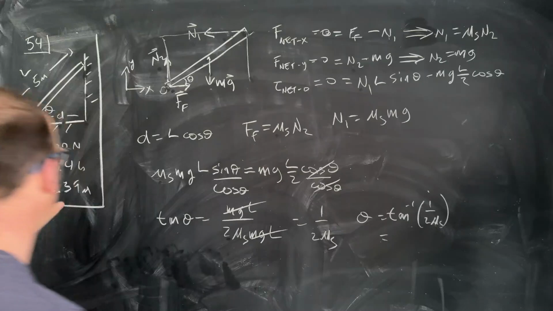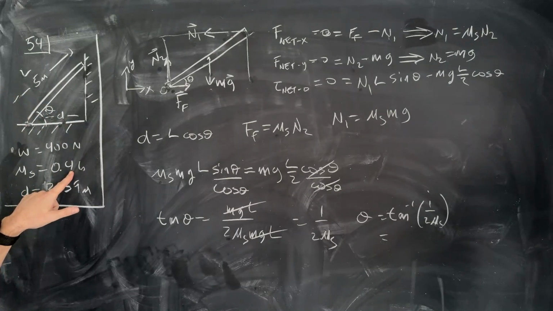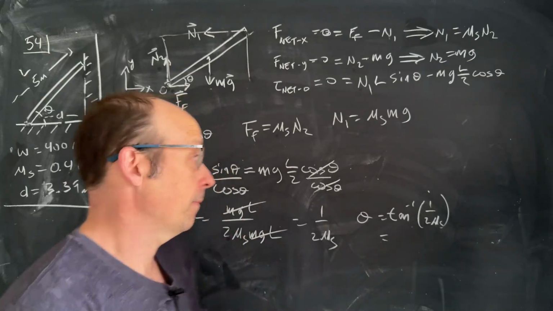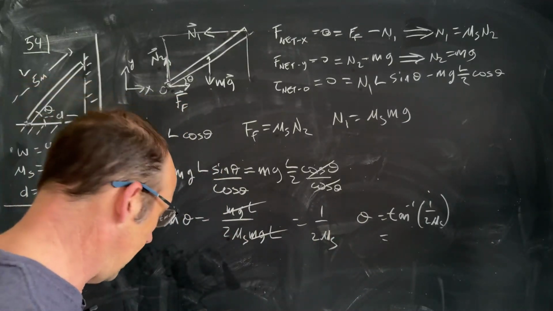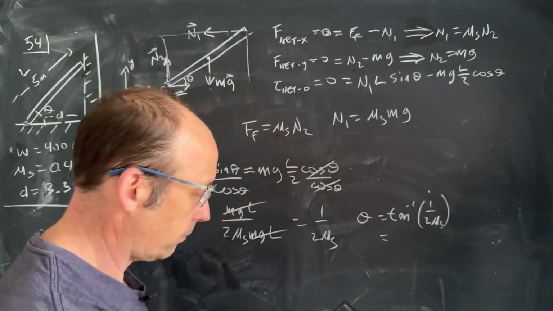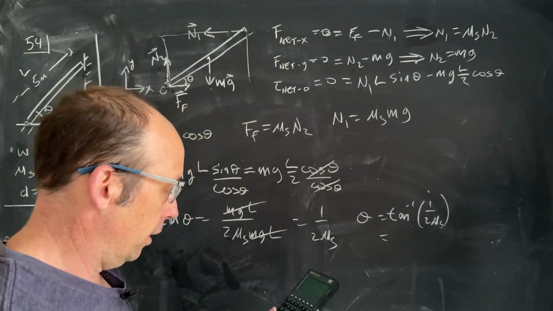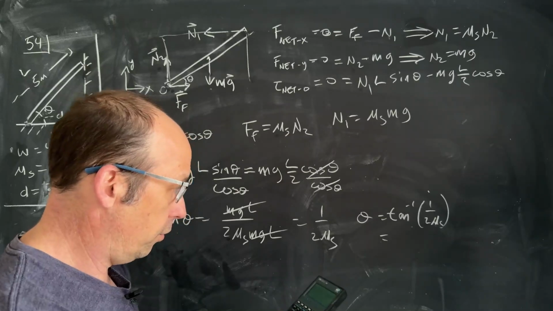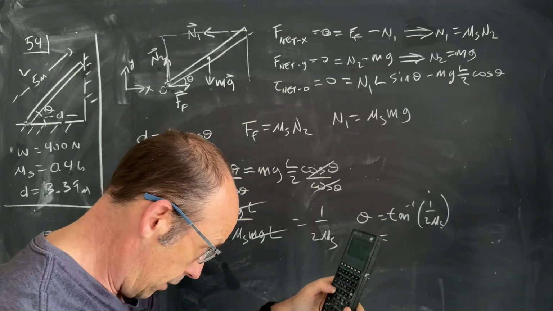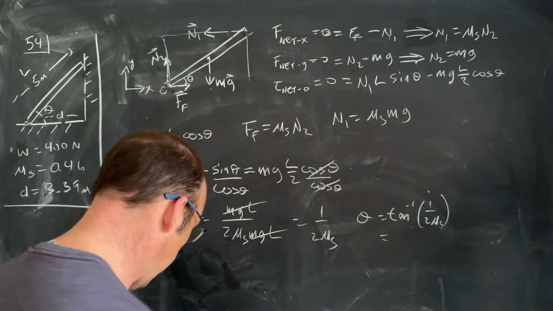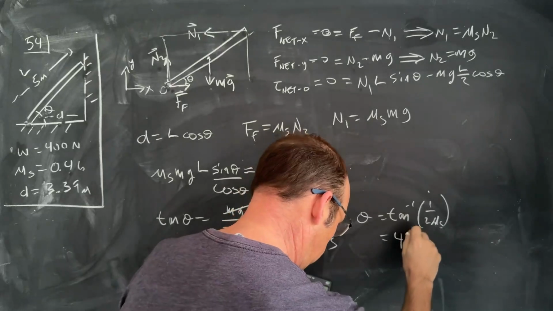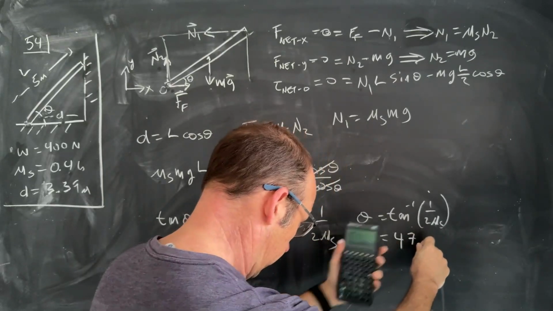If I put in my numbers that give a coefficient of friction of 0.46, notice it doesn't depend on the length, it doesn't depend on the weight, right? Those things canceled. So I can put that in my calculator and I'll find the value for theta. So let's do that. Calculator. I have 1 enter 2 divided by 0.46 divided by inverse tangent. I get 47 point, let's say 39.